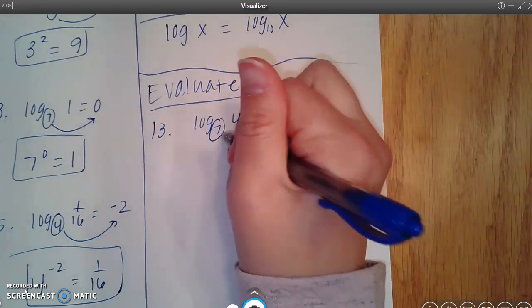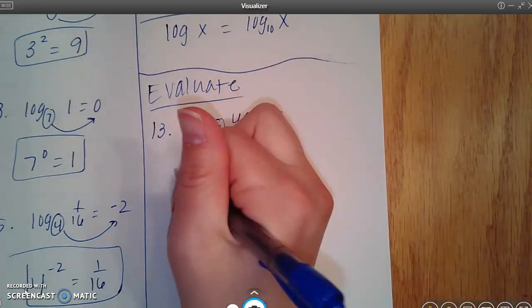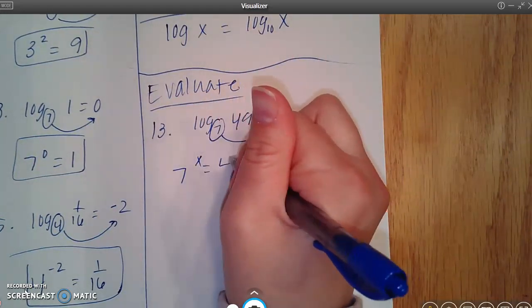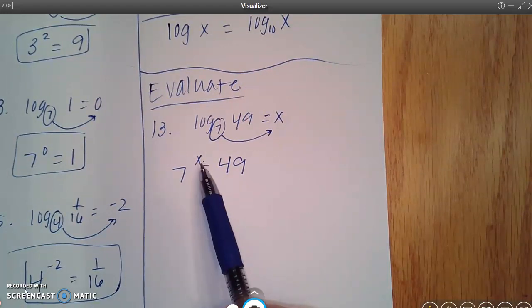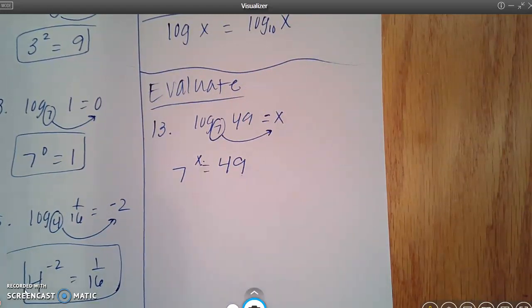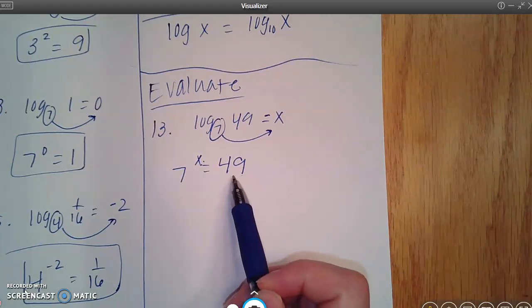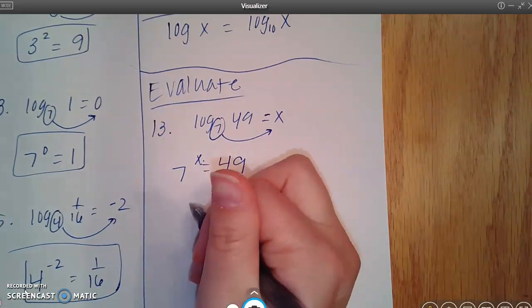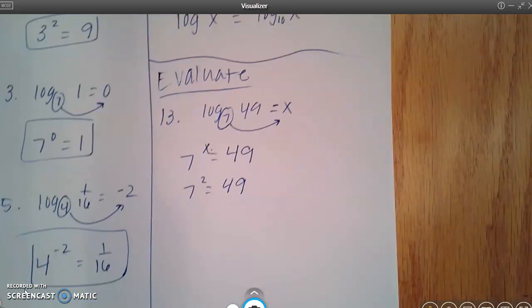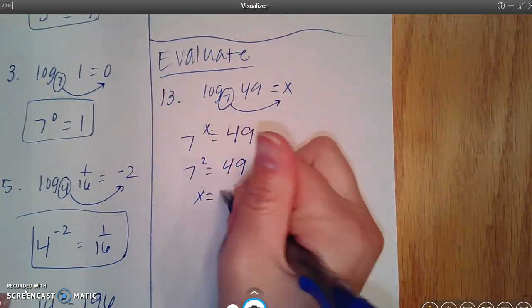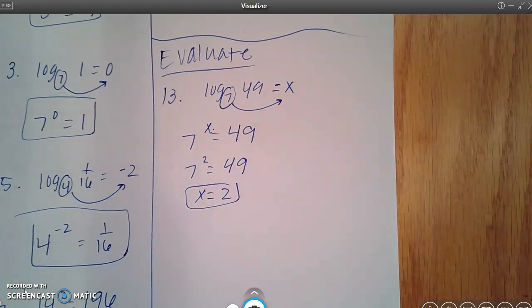Step 2, if I'm trying to evaluate it, that means I can't have this log here if possible. So I can rewrite this. I'm going to take my 7, it becomes my base to the x, and you're going to get 7 to the x is equal to 49. So now we need to figure out 7 to what exponent equals 49? There's two ways you can do this. You can rewrite 49 so it has base 7, or if we know 7 squared is the same thing as 49, it means x in this case has to equal 2.